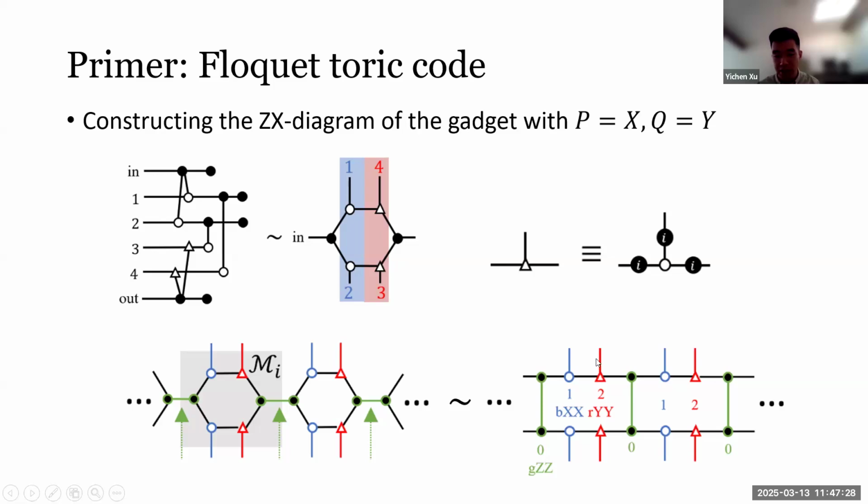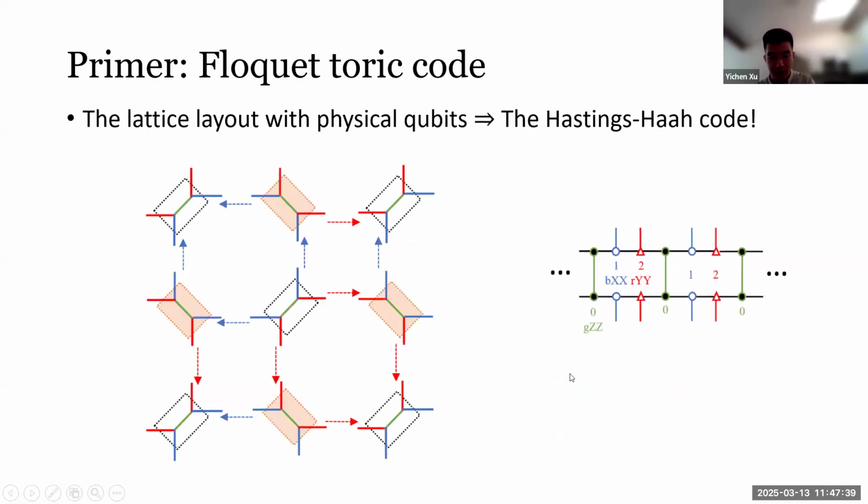You connect these legs to nearby gadgets, which have a Y node. So if 2 Y nodes are connected, it's a YY measurement. If the 2 X nodes are connected, it's an XX measurement. So we kind of materialize this abstract circuit in this way.